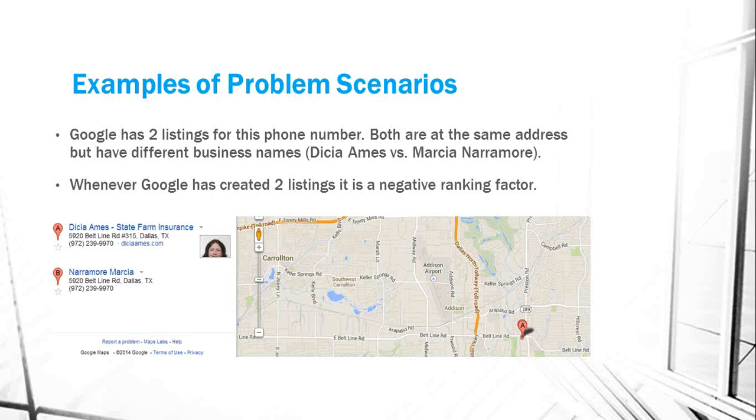And before you say, hey, wait, I thought suite numbers didn't matter, again, this is a case where you've got a different name and a slightly different address, and the combination of the two is different enough that Google isn't 100% sure it's the same business, so they create 2 different listings.